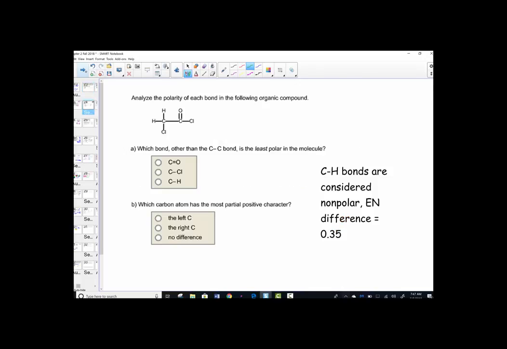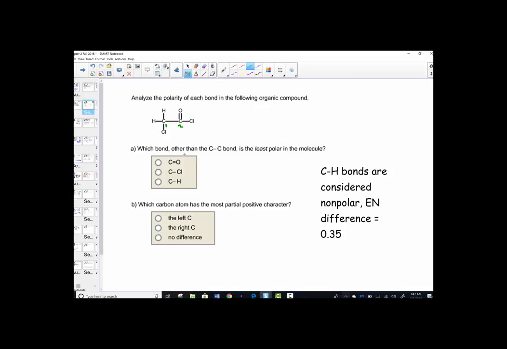Here's an example from our homework. It says, analyze the polarity of each bond in the following organic compound. So we have a structure with two carbons. We have a halogen, chlorine, and an oxygen on the second carbon. We have two hydrogens and a halogen on the first carbon.